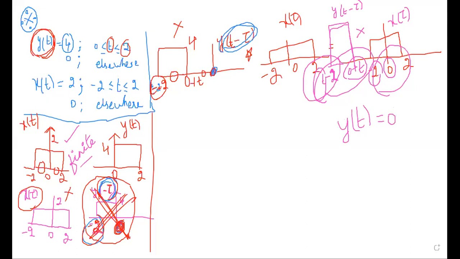So you write now y of t is equal to 0. The condition I will continue in the next meeting. What condition? Y of t is equal to 0.